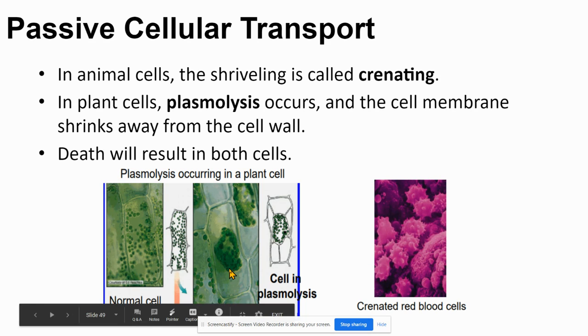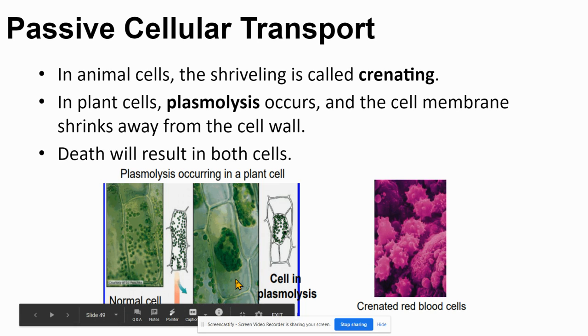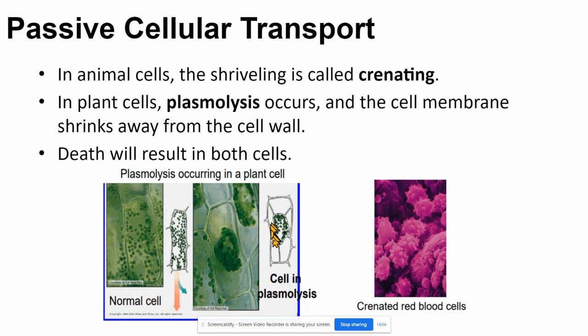But if you put a plant in, say, salt water or something like that, or sugar water, there'd be more sugar outside and less sugar inside, and then the water would move out. And that's plasmolysis, when the plasma membrane moves off of the cell wall, and this is when the plant will kind of get limp and kind of fold over and things like that. What do you call that word? I can't think of the word.